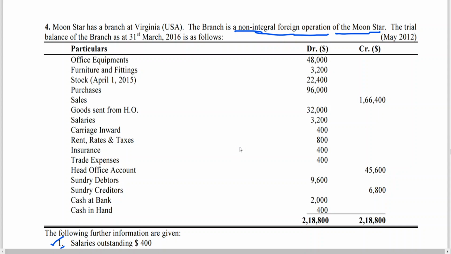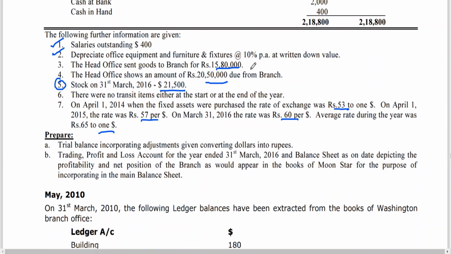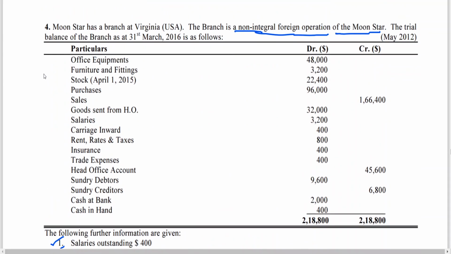It is also the same. Non-monetary items, for example fixed assets. Fixed assets for integral operation, in all the problems, we use the actual exchange rate. Since it is a non-integral foreign operation, this 53 rupees is not significant. Why? This is non-integral. So for non-integral operations, for fixed assets and for depreciation, we should be using closing rate. So this is the important point. These two, closing rate we should take. That's the difference. And other revenue items, actual exchange rate, like purchases and sales.